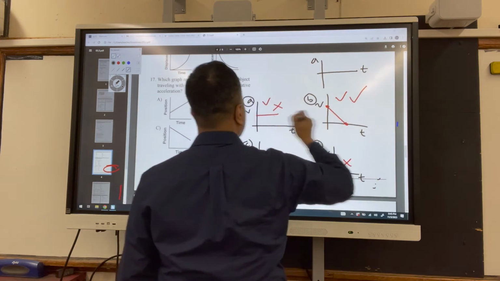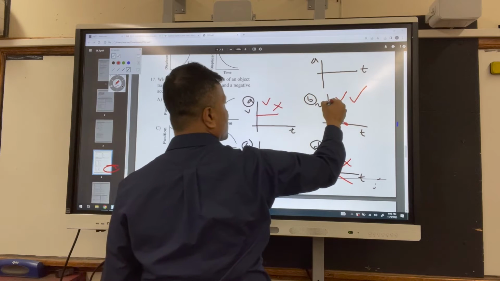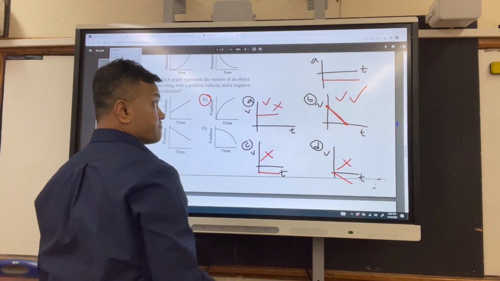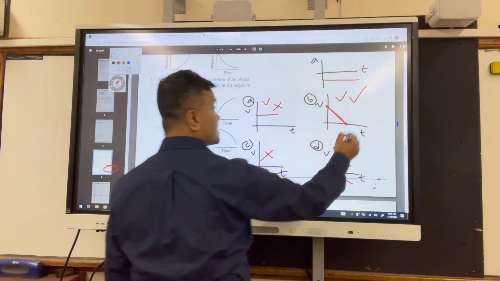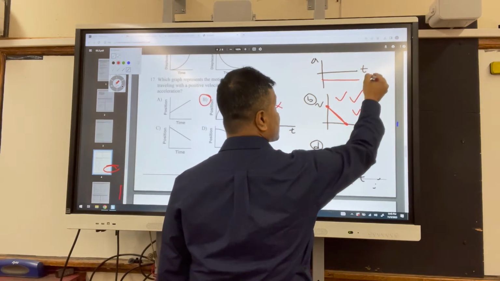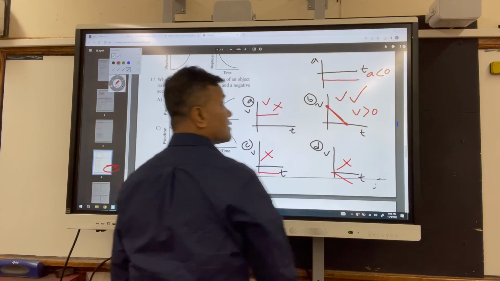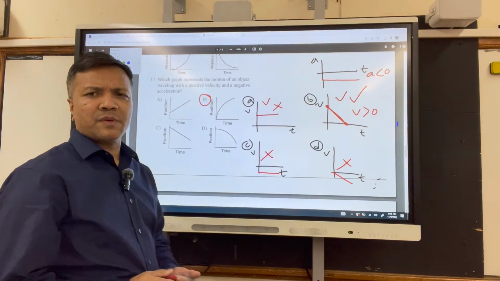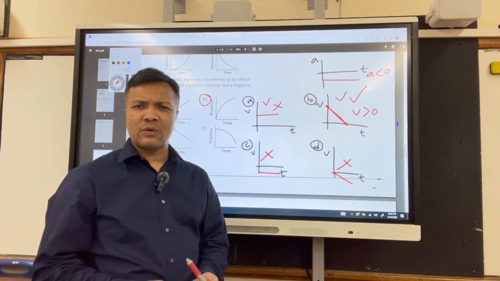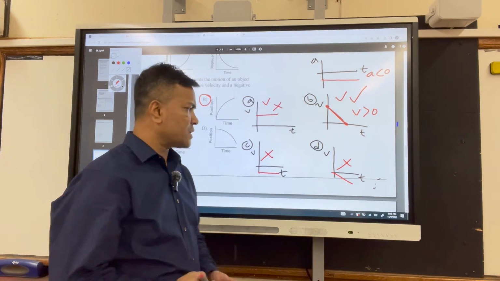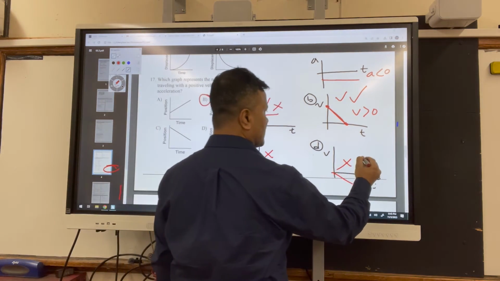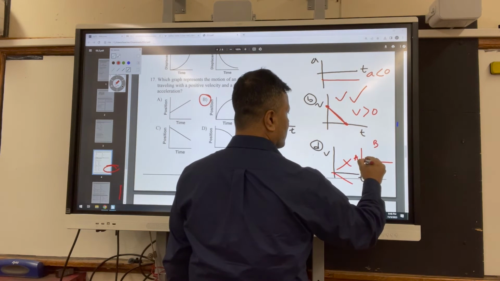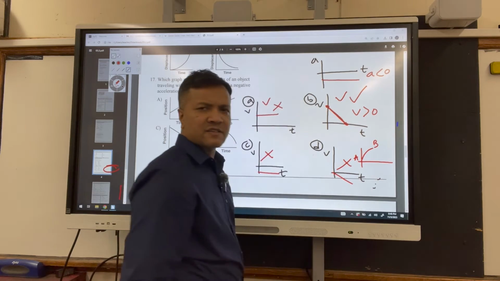AT graph would be the slope of this one. Okay, all right, very nice. So velocity is positive, acceleration is negative, right? Good. And one example of this would be what? When you kick a soccer ball. When you kick a soccer ball, then from location A to B, the velocity is positive and acceleration is negative.